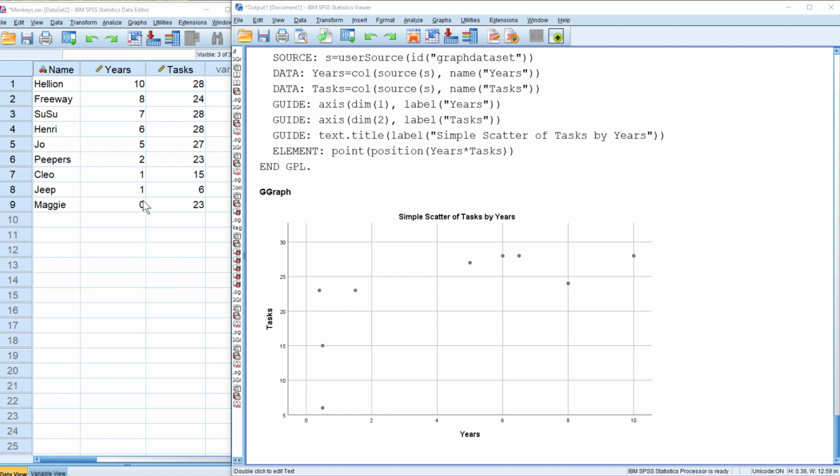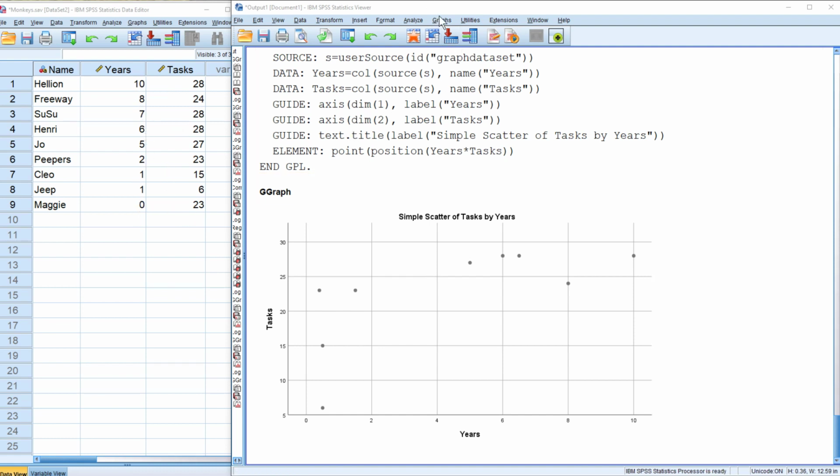I have opened the monkey data set, which is a really lovely little article. It's quite old, but you can go and read it. It's quite fun. So these are the monkeys. These are the years they have been service monkeys, and these are the number of tasks they can perform. So the question is, can we predict the number of tasks a monkey can perform based on the years of service from this data set?